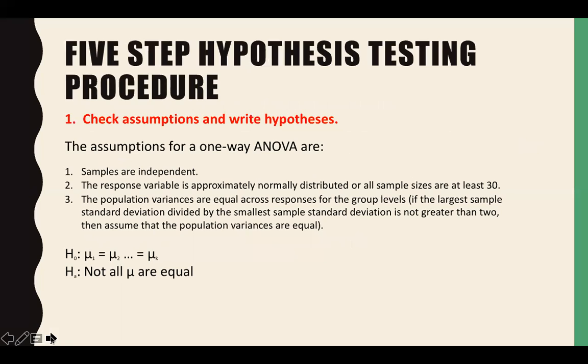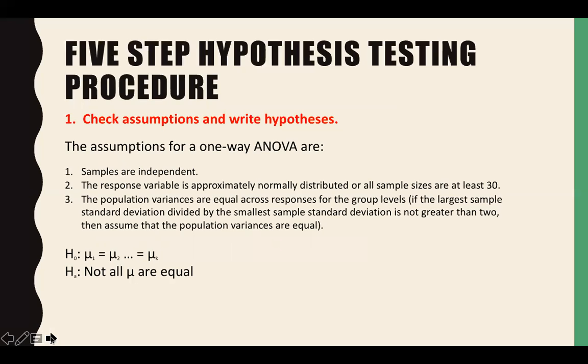Again, we're going to use the same 5-step hypothesis testing procedure for one-way ANOVA. Our first step is to check our assumptions and write our hypotheses. There are 3 assumptions for a one-way ANOVA. The first one is that your samples are independent of one another. The second is that the response variable is approximately normally distributed, or that all your sample sizes are at least 30. And finally, the population variances are equal across responses for the group levels. Really, that's just measuring the standard deviation across the groups.